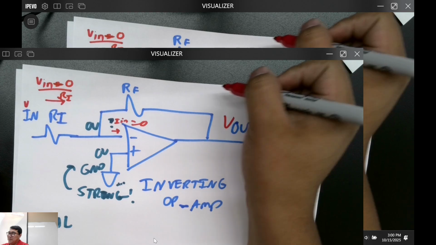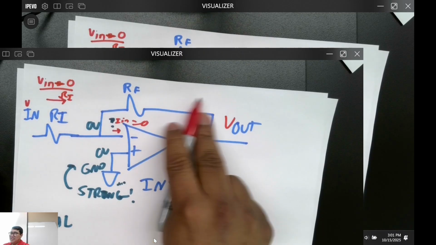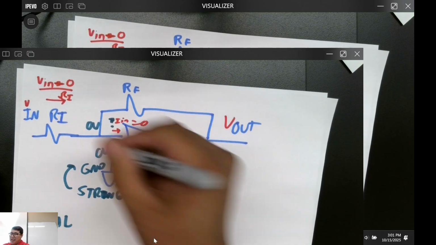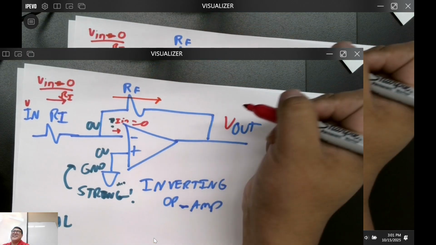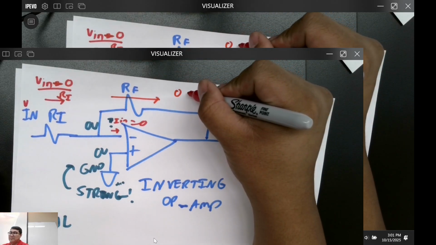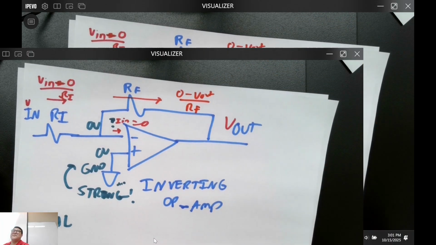Which KCL do you want? Which way do you want me to go? Left to right or right to left? This way or this way? First way? You want me to go this way? Just have all the water go out? Like that? What's the current? 0, right? Minus V out divided by RF, right?